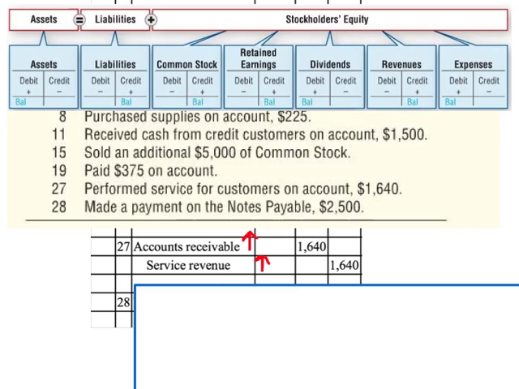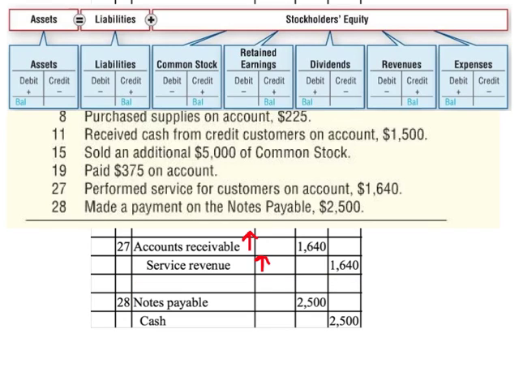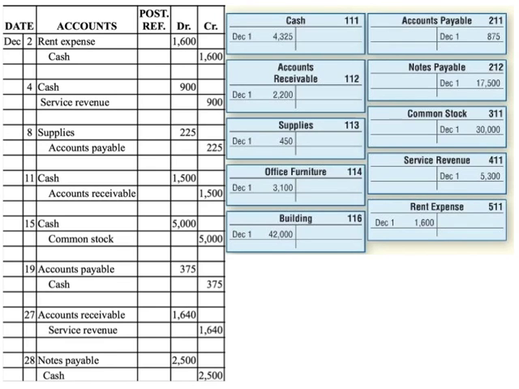Last one, on the 28th, we made a payment on the notes payable. Okay, anytime we make a payment, remember, cash is going to go down. Your checking account goes down every time you write a check. That is an asset. Cash is an asset. In order to reduce that, I need to credit my asset, so my cash will be credited, and we made a payment on our liability notes payable, $2,500. I need to reduce that liability, so I'm going to debit it. So notes payable is going to go down, cash will go down. Okay, so that's the journal entries that we have for that particular business here.